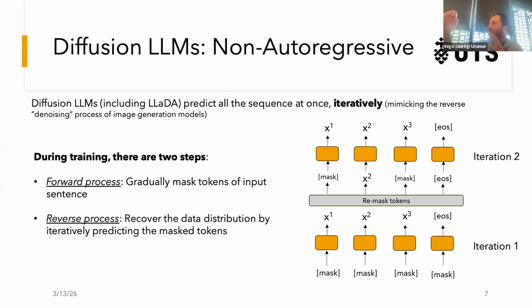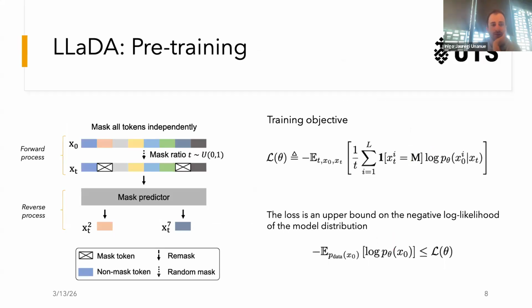you can also gradually, iteratively do it. So this is basically the pre-training for LLaDA. They shortened the name, large language diffusion with masking, I don't remember exactly, but this is the model, they call it LLaDA. And you can see very clearly how the pre-training works.